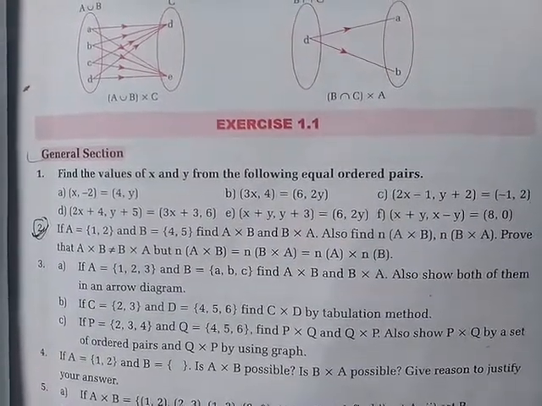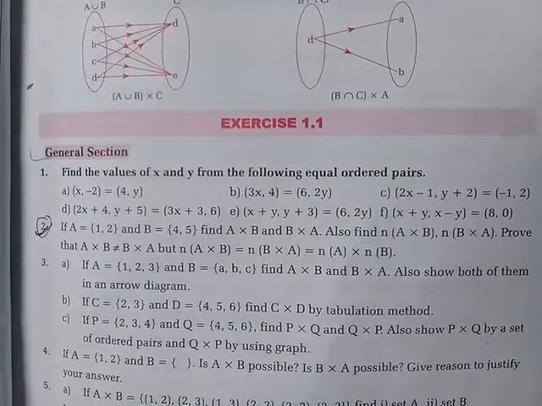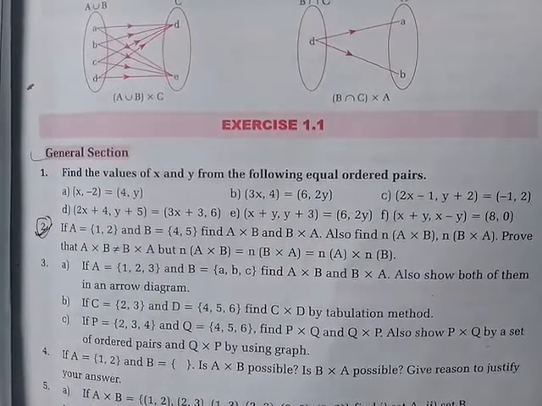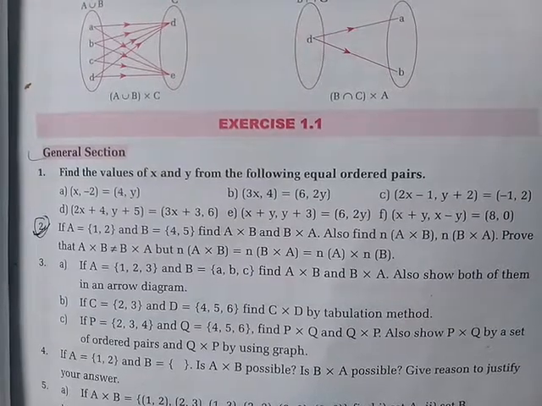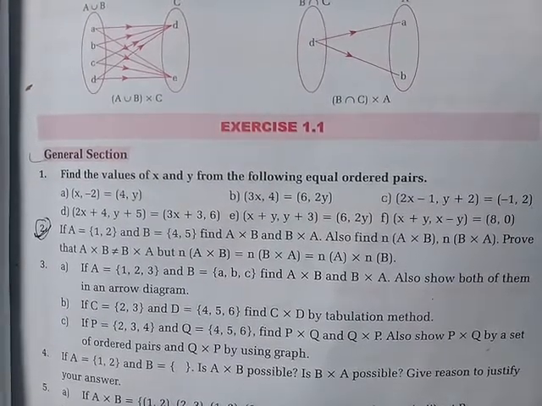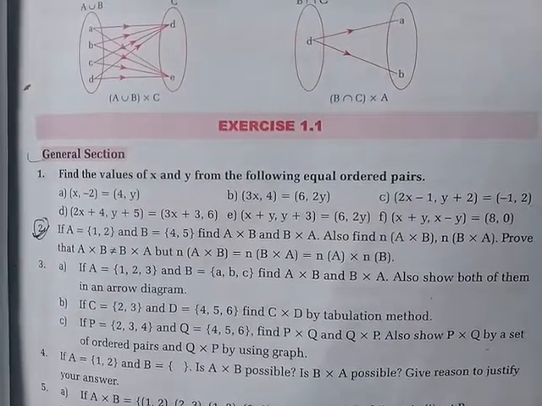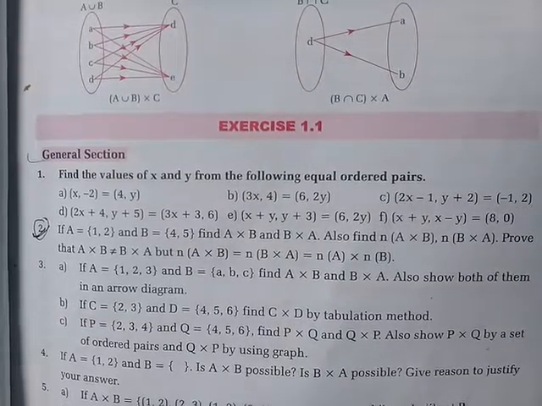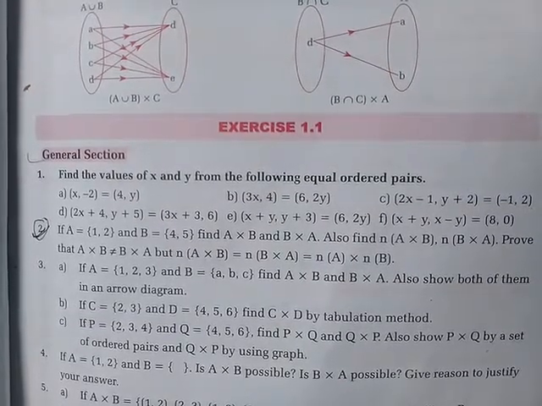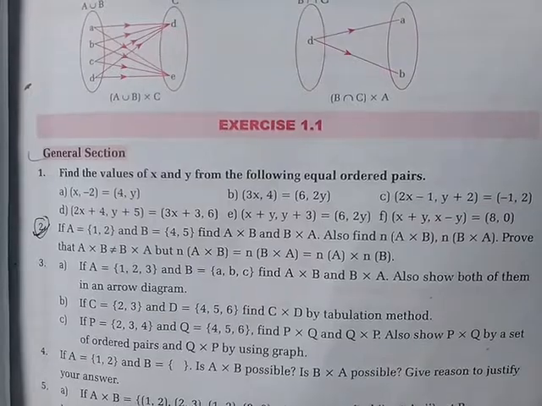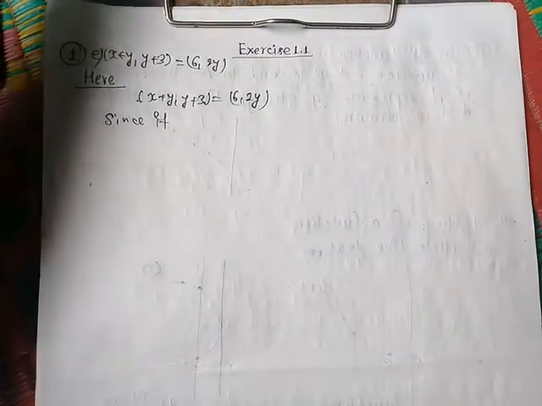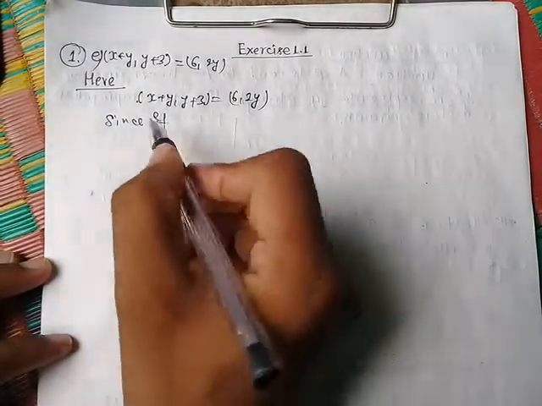First of all, find the values of x and y from the following equal ordered pairs. There are so many problems, but I am taking only (e): (x plus y, y plus 3) is equal to (6, 2y). Okay, so first of all copy the problems.